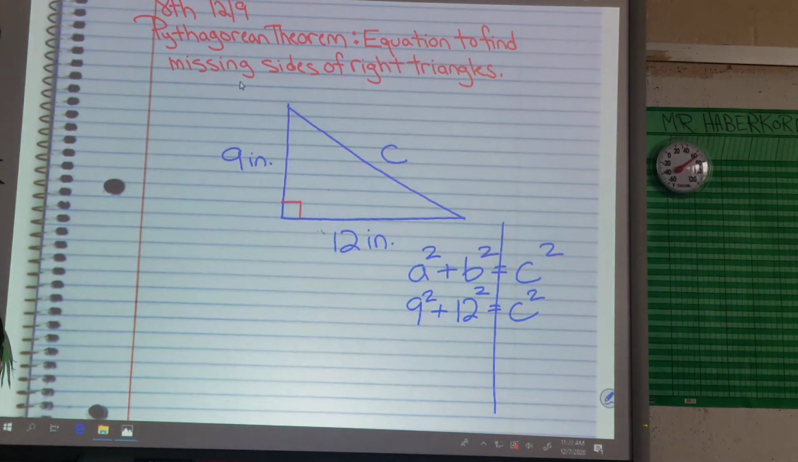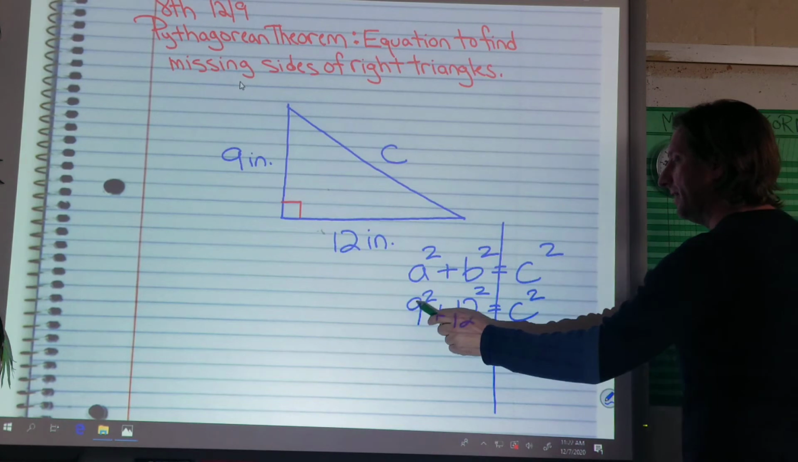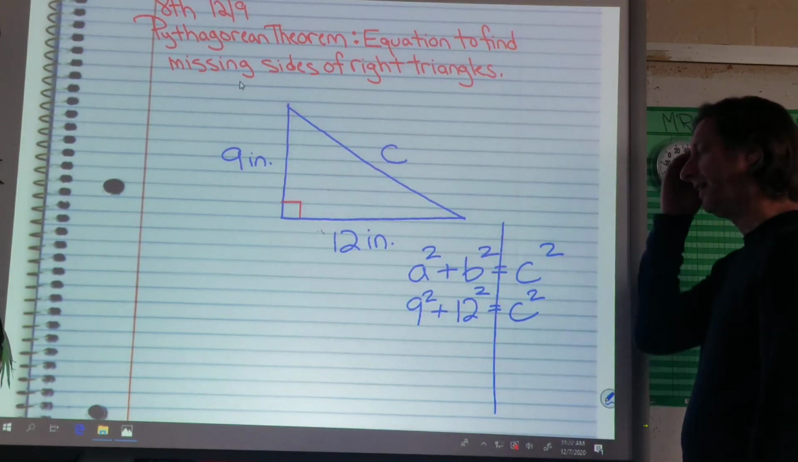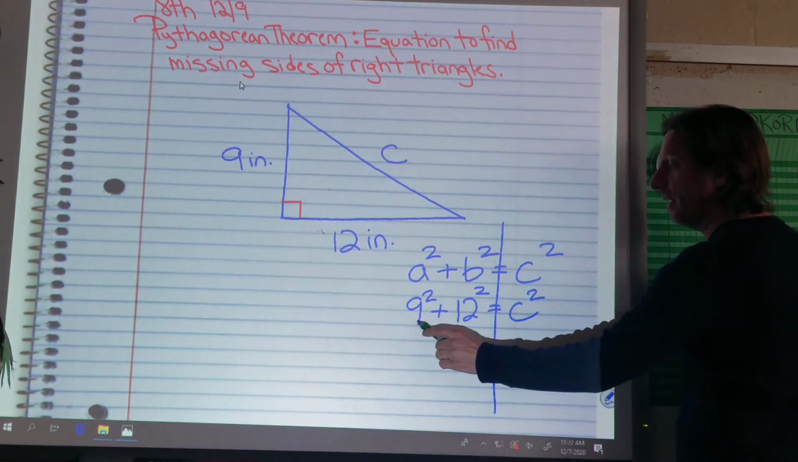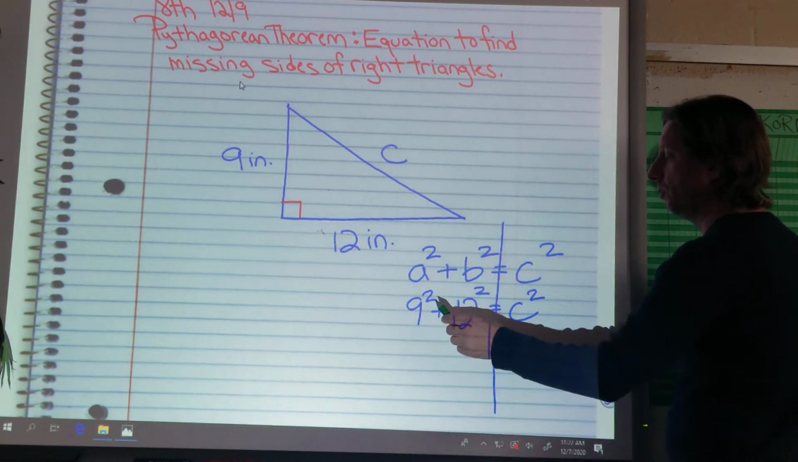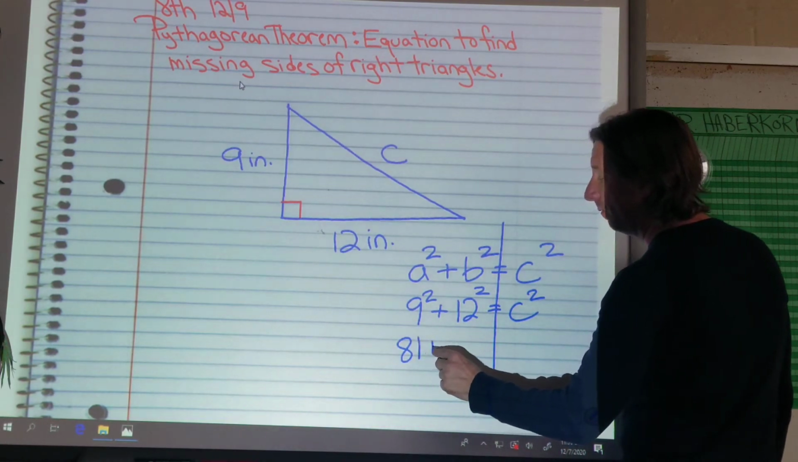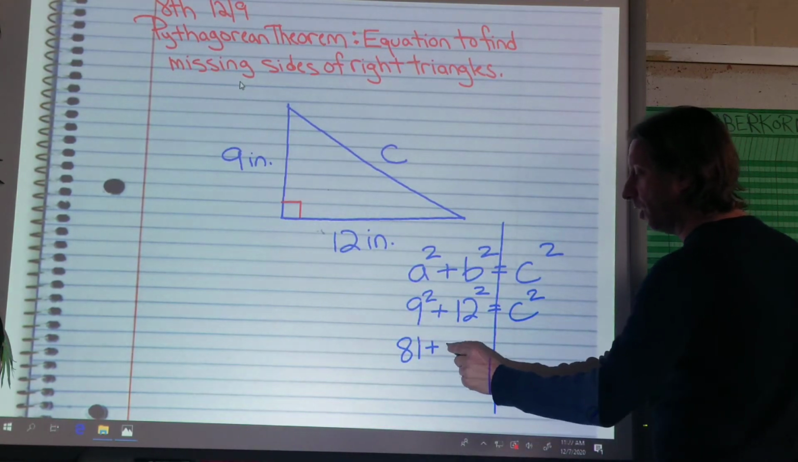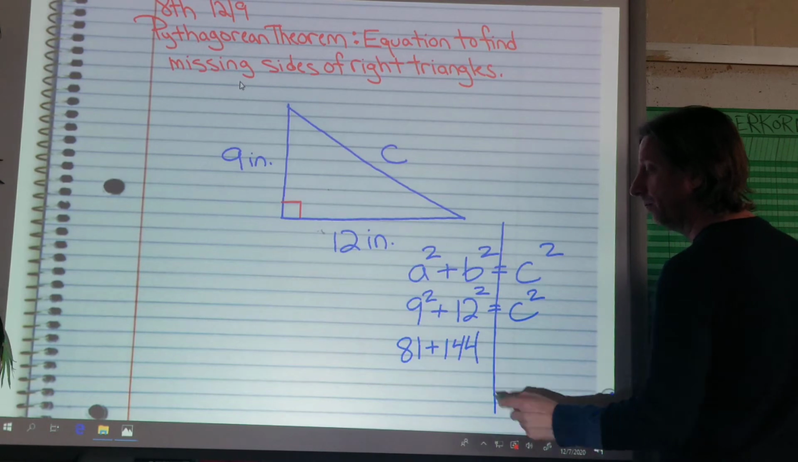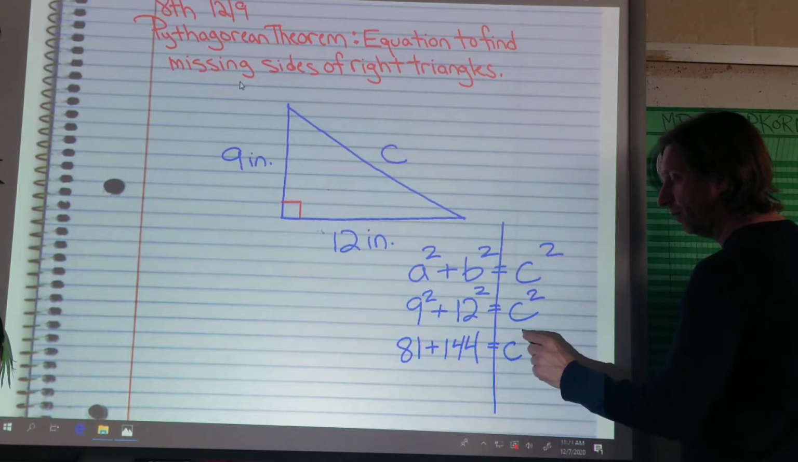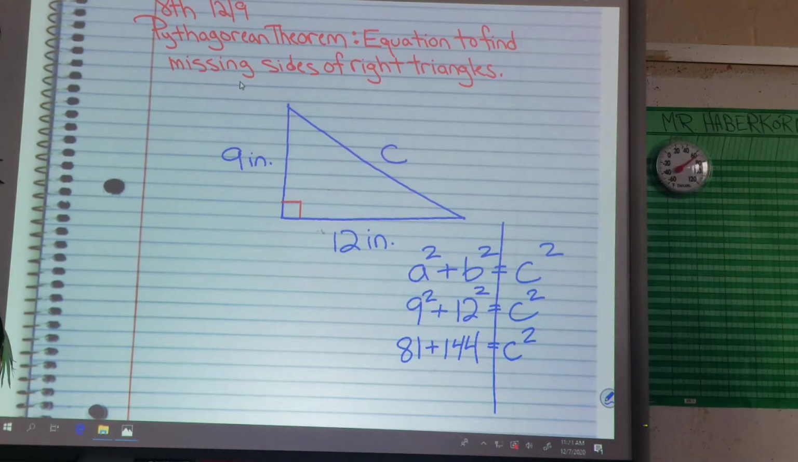Now, the biggest mistake everyone's going to make is they're going to say 9 times 2 is 18, 12 times 2 is 24. You've got to remember that this is 9 times 9. So this is 9 times 9, which is 81. This is 12 times 12, which is 144. And we still don't know this, but don't forget the squared, C squared, okay?